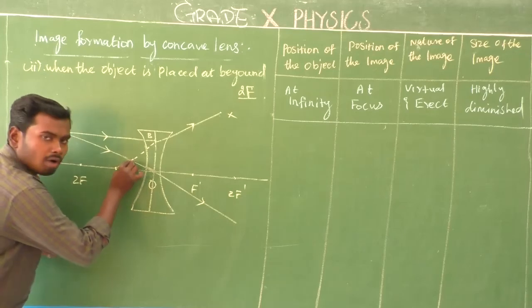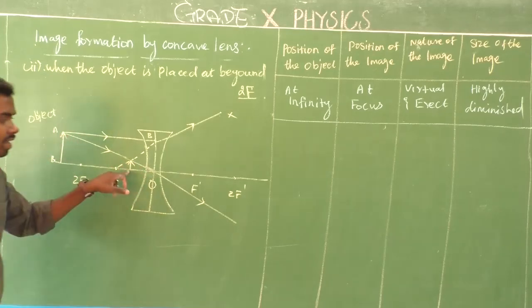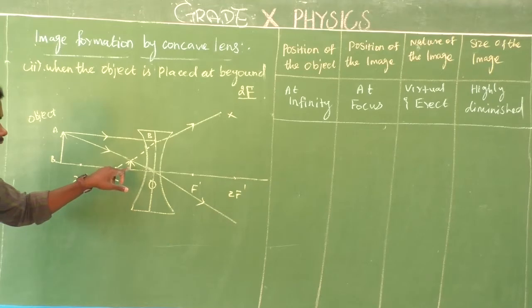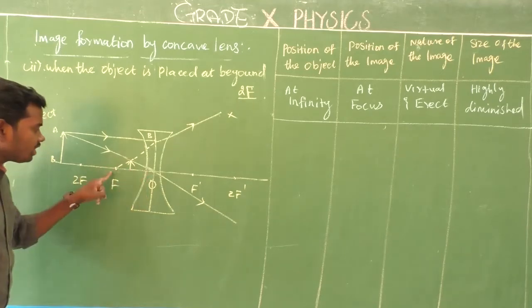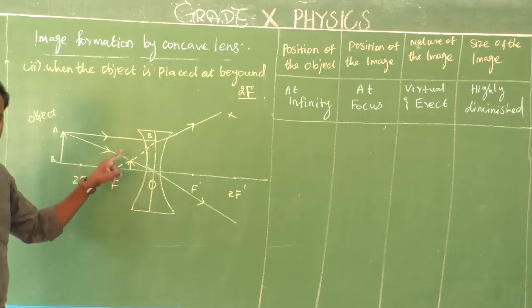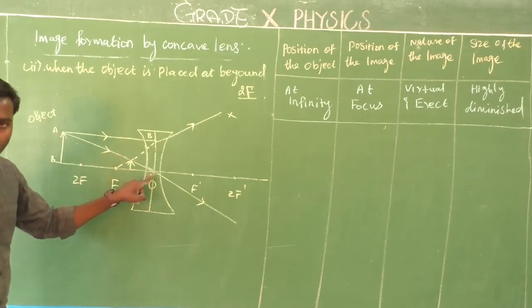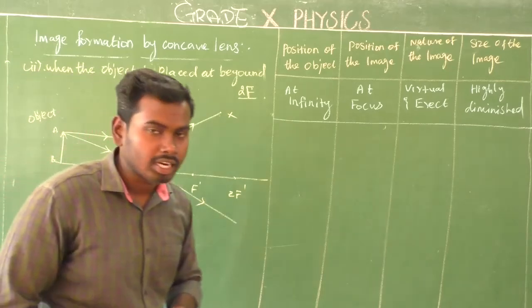Here, image will be formed here. Look at here, image will be formed here. Can you see clearly? Yes, image will be formed here. Where? Between the optical center O and the focus F. Is it clear? Image will be formed. Image is formed between O and F, which means focus. That is a rule.